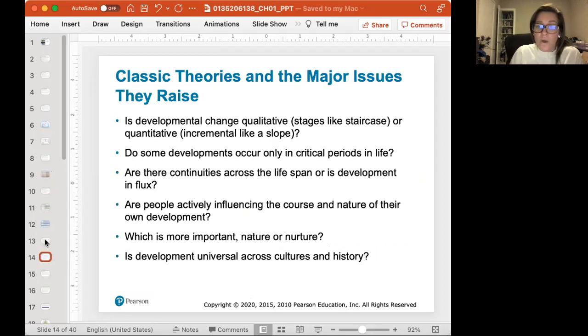So next question: are there continuities across the lifespan, or is development in flux? Are there certain things that are continuous, or is it ebbing and flowing? Okay. Are people actively influencing the course and nature of their own development? I would say absolutely yes, in one sense, in terms of they choose where they do and don't go, who they do and don't spend their time around, how they do and don't take care of their bodies, what knowledge they do and don't expose themselves to, whether they do or don't read.